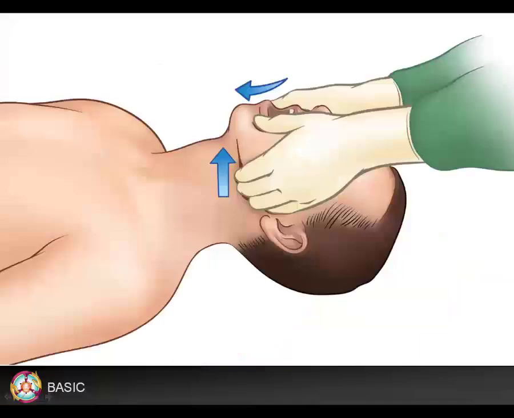If this fails, then perform a triple maneuver. Tilt the head back in a similar fashion to the head tilt chin lift, then grasp the ramus of the mandible with the fingers of both hands and push it upward and forward. Finally, use both thumbs to open the mouth. Note that the head should not be tilted in patients who may have a cervical spine injury. In these patients, use a modified jaw thrust. This is covered in the trauma lecture.